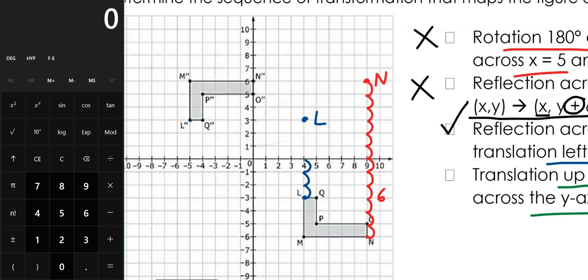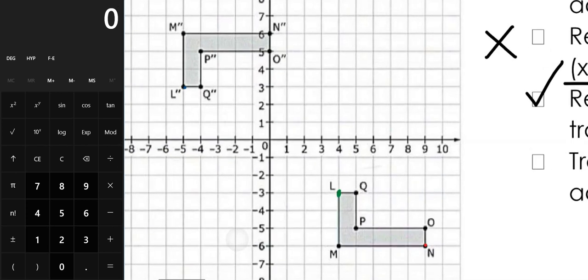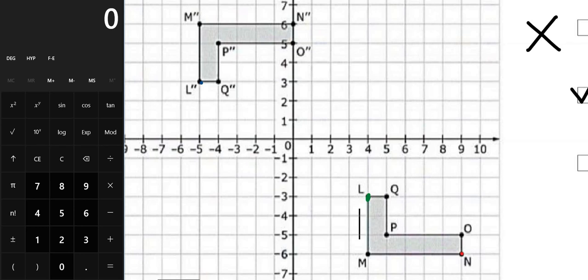Again, I'm going to go ahead and erase all of this. This was an X. Okay. So again, I'm going to pick point L and stay consistent. Zoom in. So point L. Translate up 9. 1, 2, 3, 4, 5, 6, 7, 8, 9. And then we're going to reflect across the y-axis. So L right now is here. Let's flip over the y-axis.